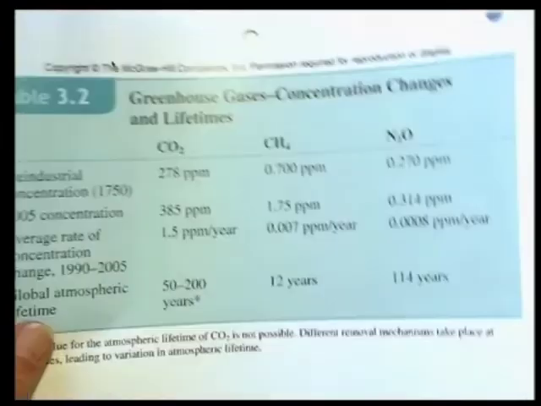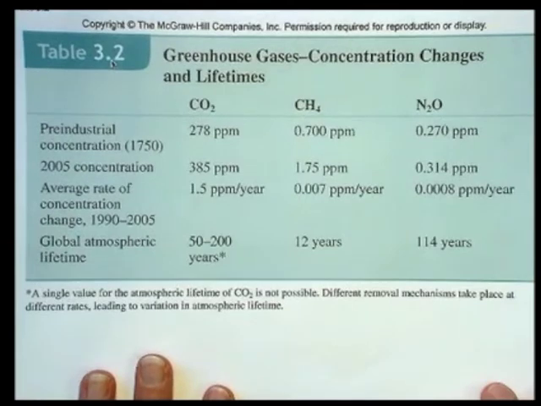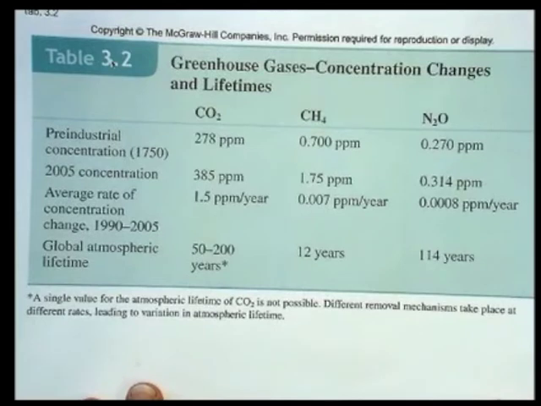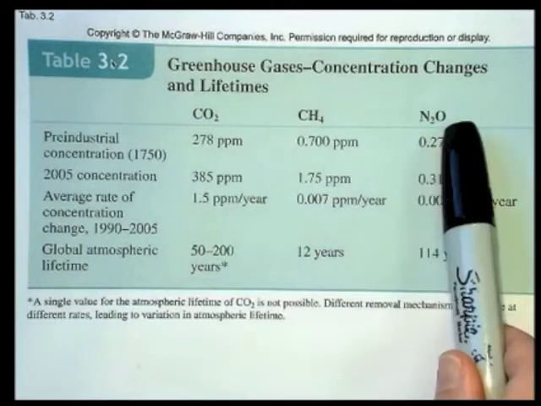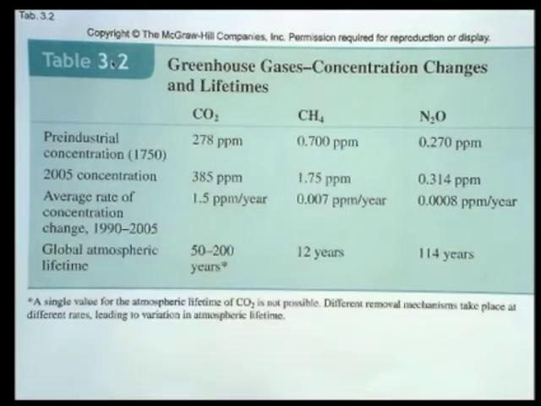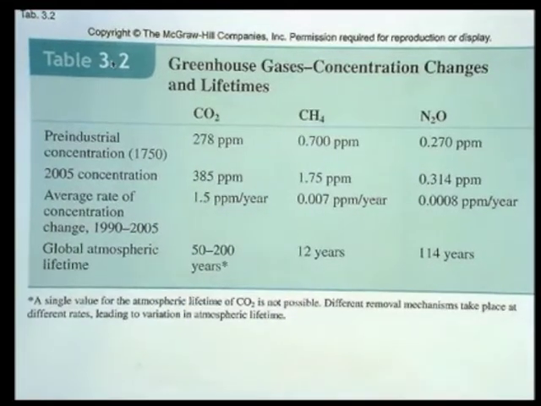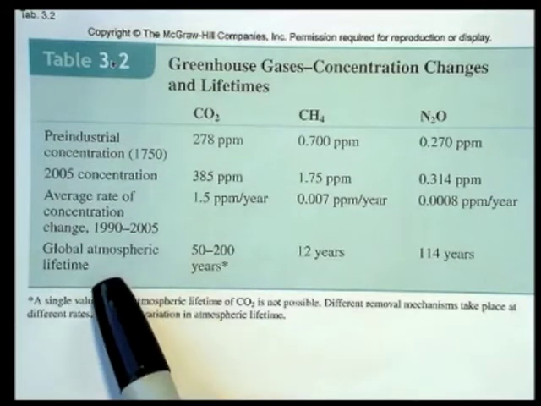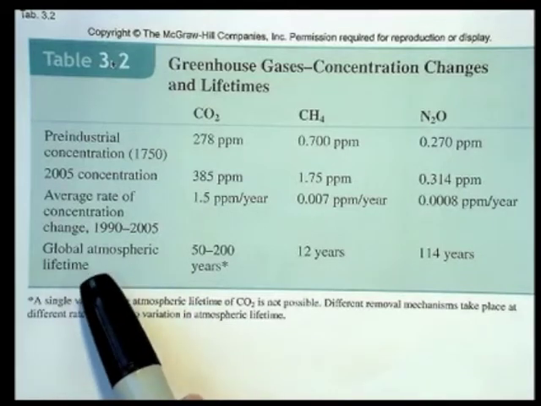Here's a table from your book comparing the concentration changes and lifetimes of greenhouse gases over time. And so you see the three columns at the top: carbon dioxide, methane, and nitrous oxide. And we have concentrations during pre-industrial times, then compared to the 2005 concentration, and then the average rate of concentration change from 1990 to 2005, and the global atmospheric lifetime. This means how long the molecule will last in the atmosphere.